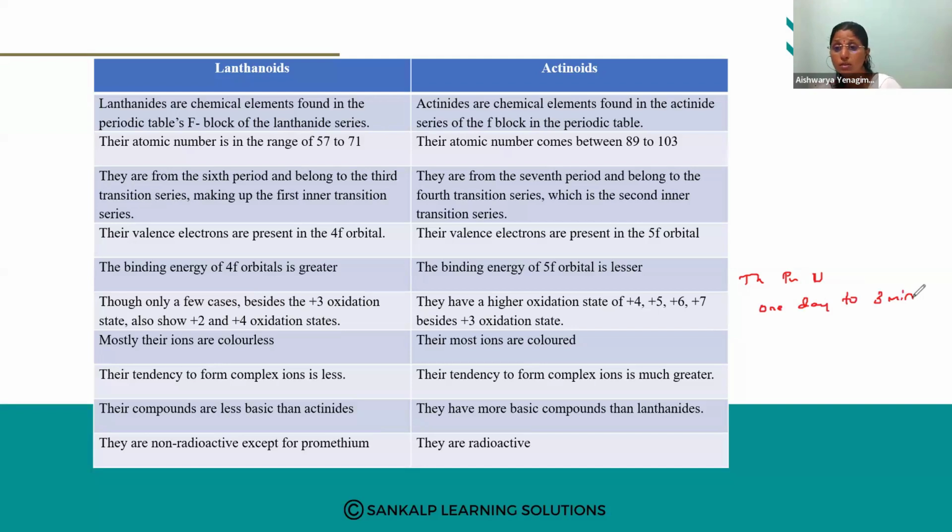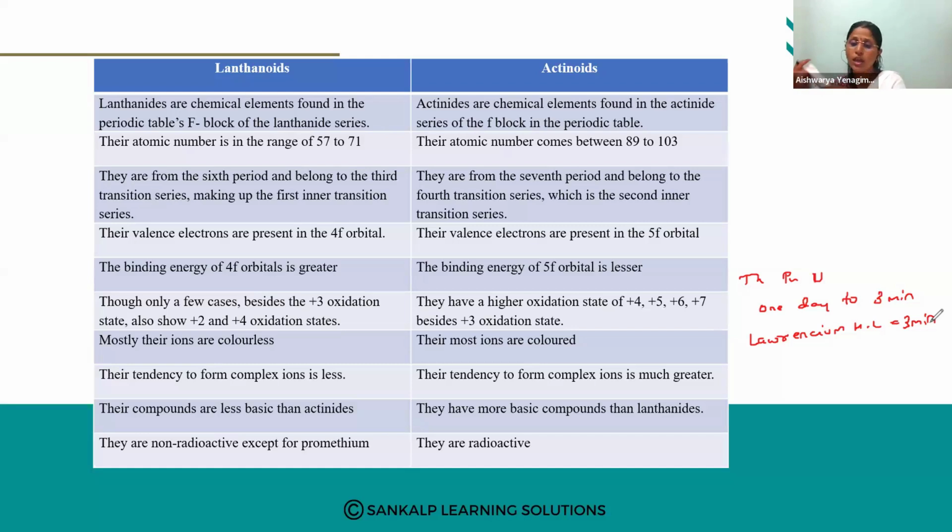Imagine half the concentration in 3 minutes. What does that mean? Take a very specific example: lawrencium. The half-life of lawrencium is just 3 minutes. What does that mean? Half the concentration of the lawrencium has already disintegrated in 3 minutes.